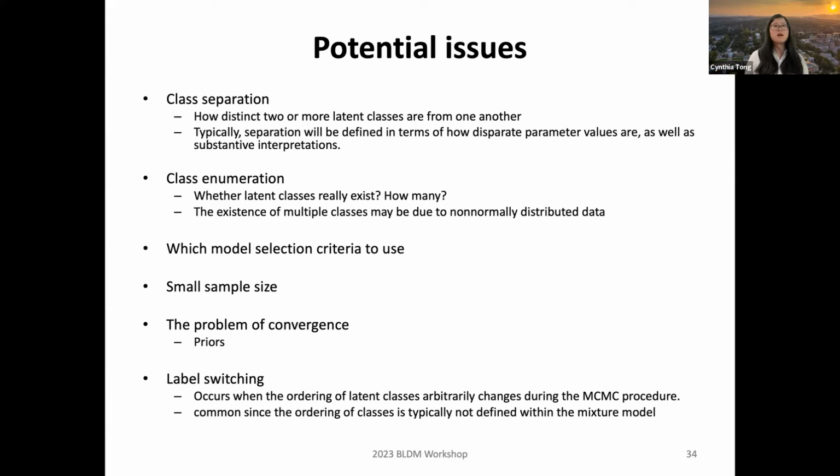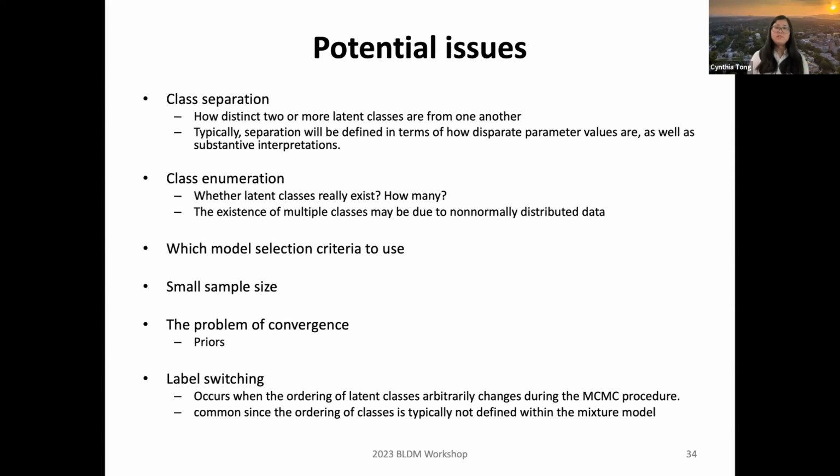But some researchers may argue that the existence of multiple classes may be due to non-normally distributed data. For example, if we fit a mixture model to data with skewed distributions, then the researcher may say, is it truly that some latent classes exist, or what about just fitting a robust analysis with the skewed outcome variables? Okay. But generally the class enumeration could be a complicated issue, and it is determined by not just the model fit, but also the interpretations of your model.